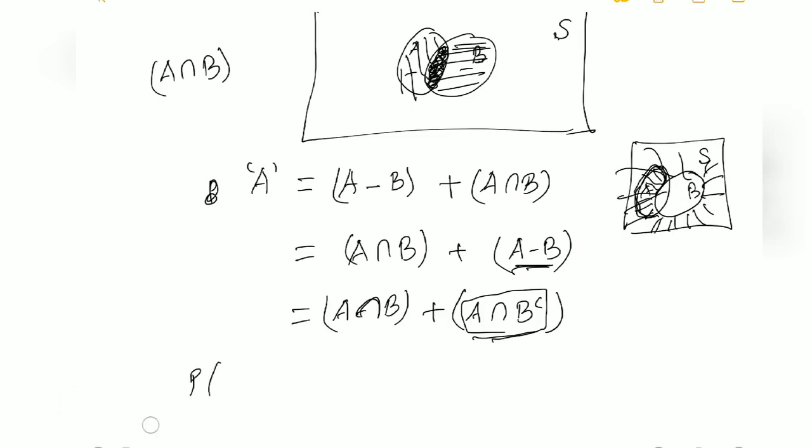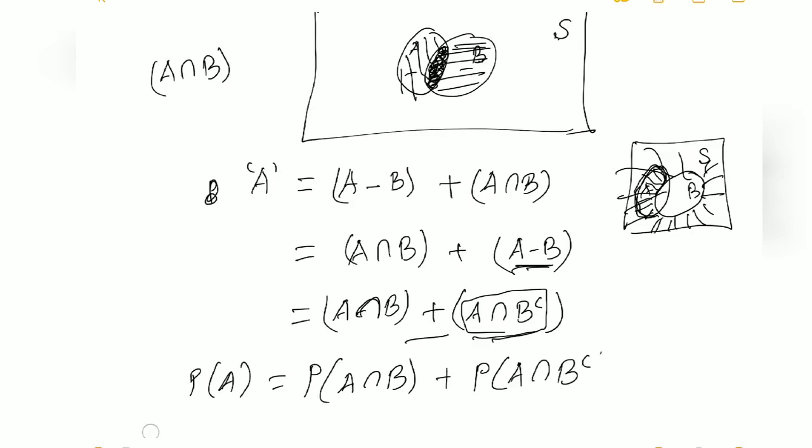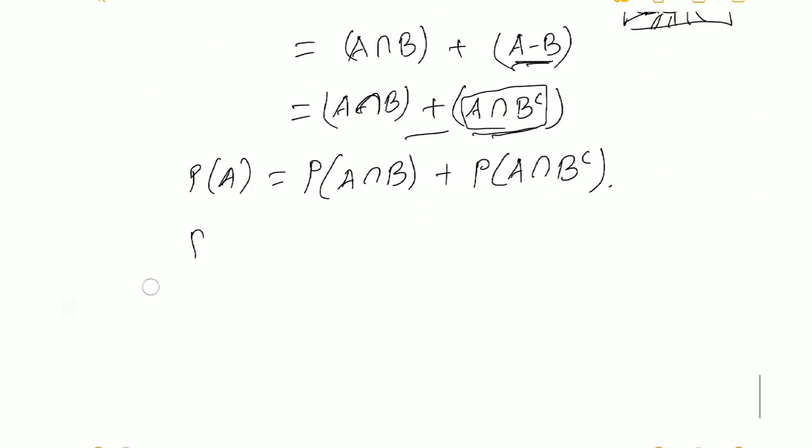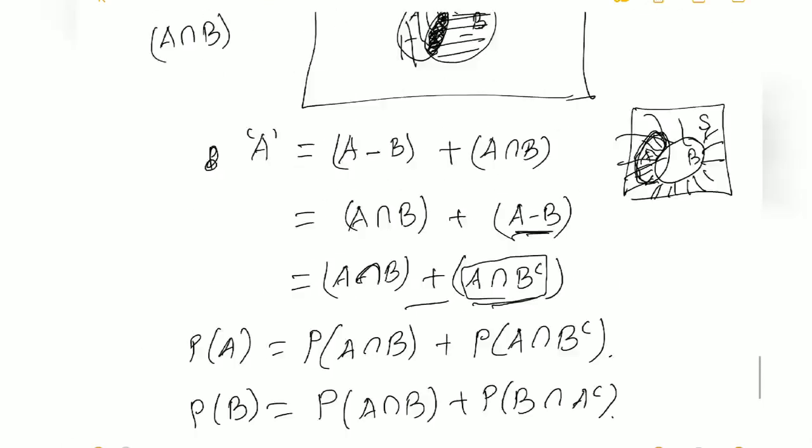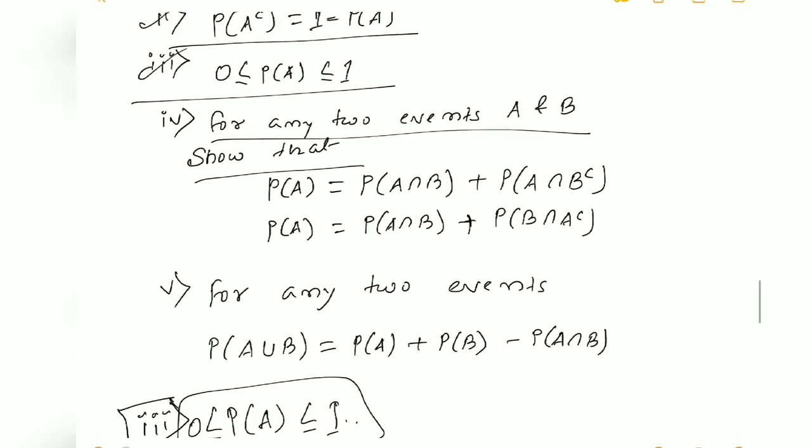Now in that way, if you put the probability, as probability is distributive over addition, you can get the fourth formula as well. We can write another corollary of it, which means P of B is equal to P of A intersection B plus P of B intersection A complement.